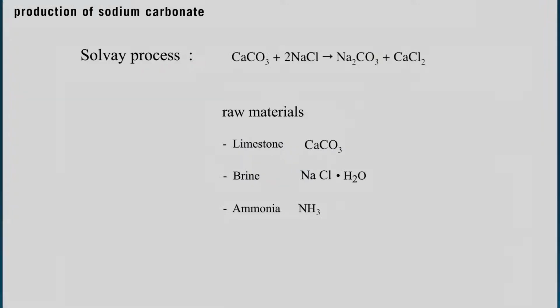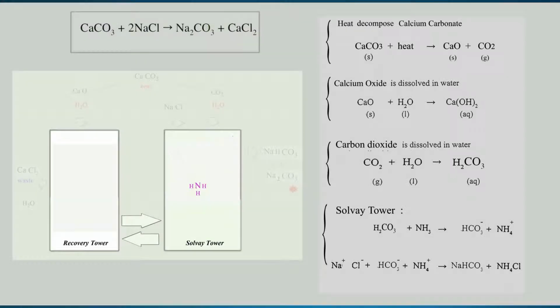Production of sodium carbonate is called the Solvay process. You have three raw materials: limestone rock, calcium carbonate, brine, concentrated salty water, NaCl, and ammonia. Now let's see this process work.